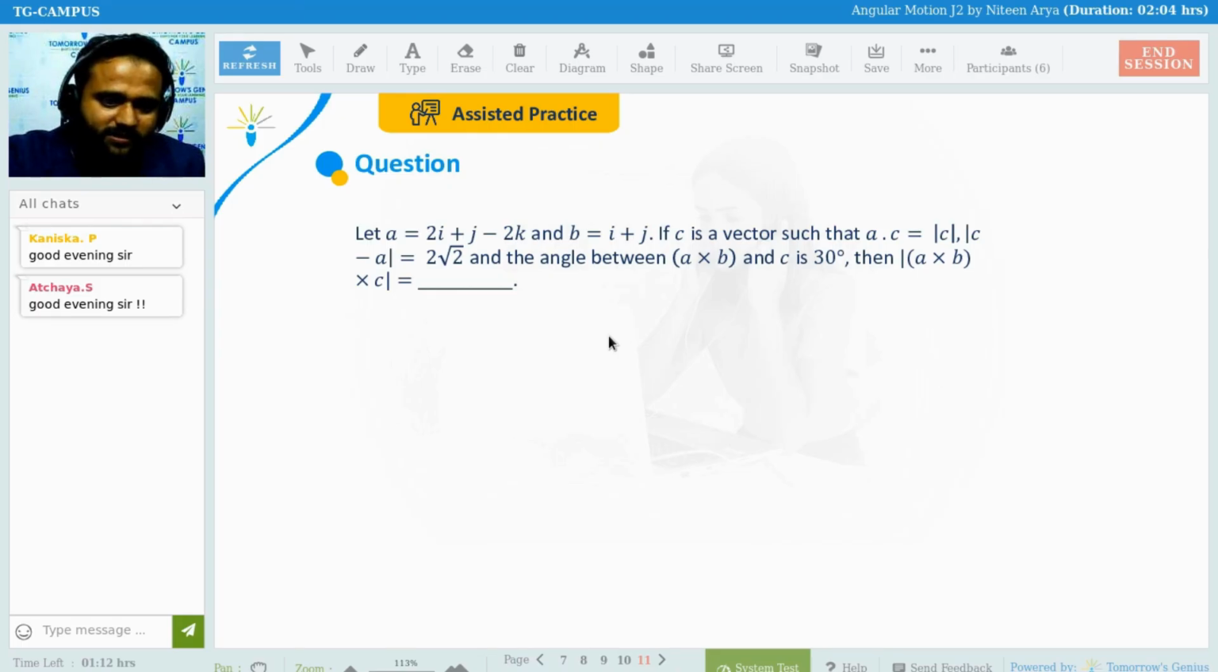Read this question again and then try what is given. First of all, you need to find A cross B. The moment you find A cross B, you can find the magnitude of A cross B, and the magnitude of C minus A is also given. You can square C minus A, find the relation between C square and this, and then find A cross B cross C, because automatically you need to find the magnitude of C also.